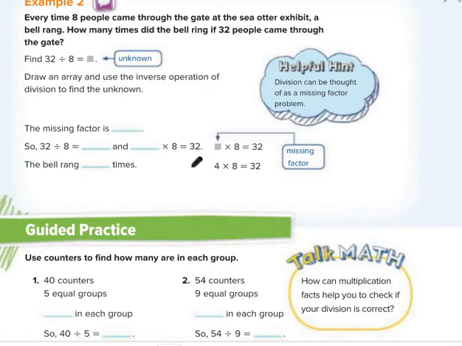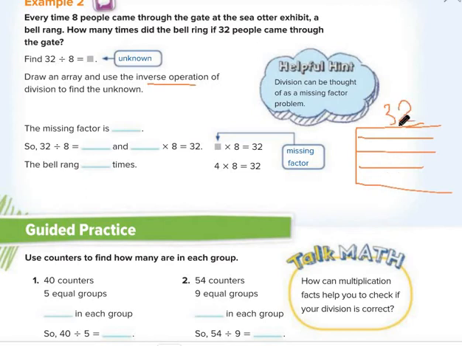We can solve it by counters, repeated subtraction, or using an array and a related multiplication sentence, because as you know, division and multiplication are inverse operations. So we can draw an array like this. 8 plus 8 plus 8 plus 8 equals 32, until you get 32.